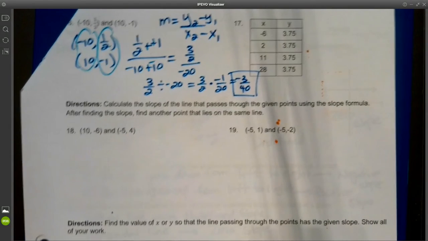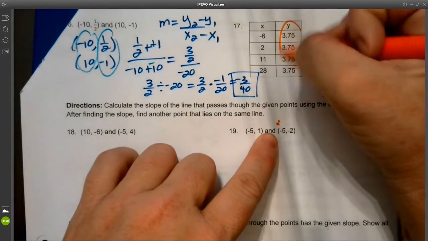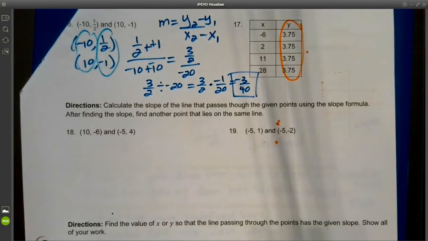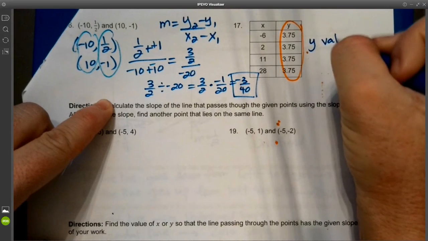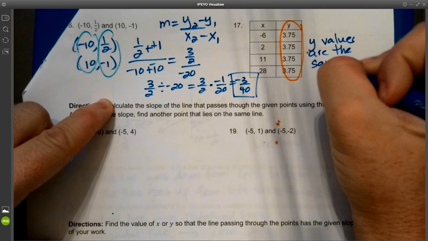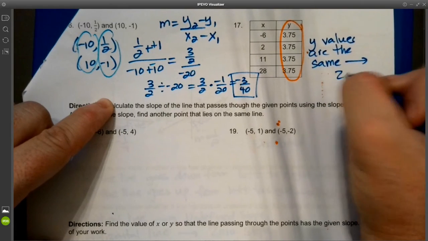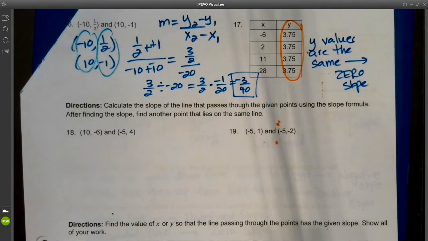Okay, now I'm looking at 17, and we can choose any 2 points we want. But wait a minute, are you noticing what I'm noticing? These y values are exactly the same. So if we were to graph this, this would be a horizontal line. So if it's a horizontal line, boom, 0 slope. So when the y values are the same, you will automatically know that you have 0 slope. That's awesome. I don't have to use any work on that.